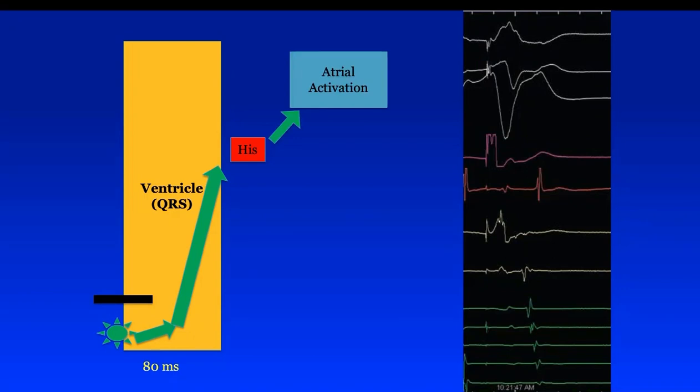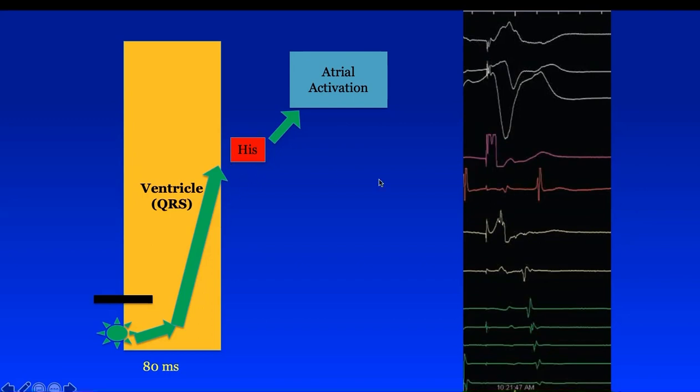So, as you mentioned, Saleh, you saw a change in the V to A. Is the change in the V to A because we went through the slow pathway, or because of a delay within the ventricle? So we actually go and look for the HIS signal when the QRS comes.